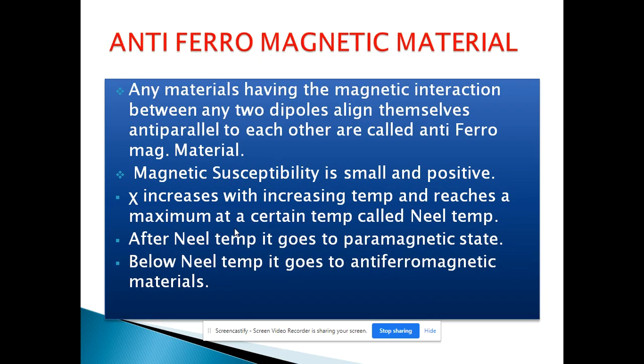Antiferromagnetic material. In any material having magnetic interaction between two dipoles, they align themselves anti-parallel to each other. That is called antiferromagnetism. And here the chi value is small and positive. The chi increases when the temperature increases and it reaches a maximum value. That particular temperature is known as the Néel temperature. After the Néel temperature, it goes to a paramagnet, and below it, it is an antiferromagnet.